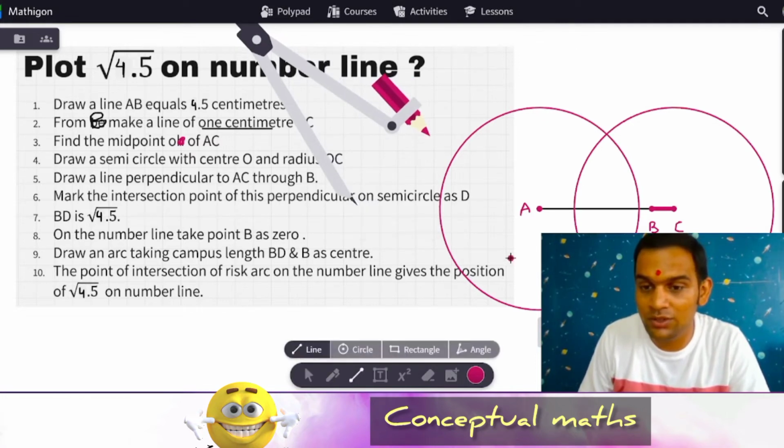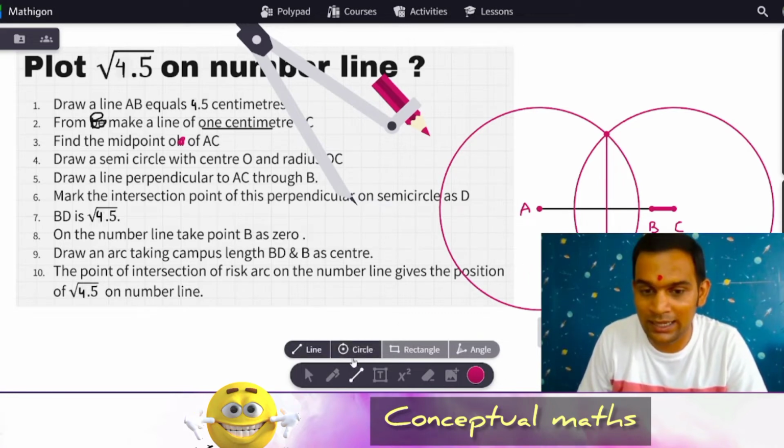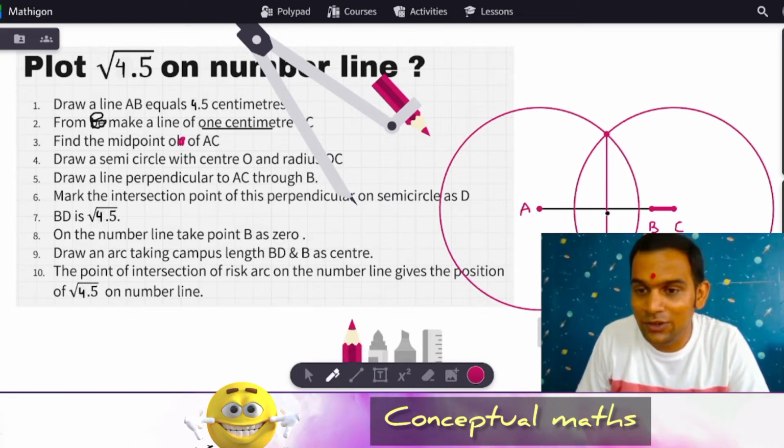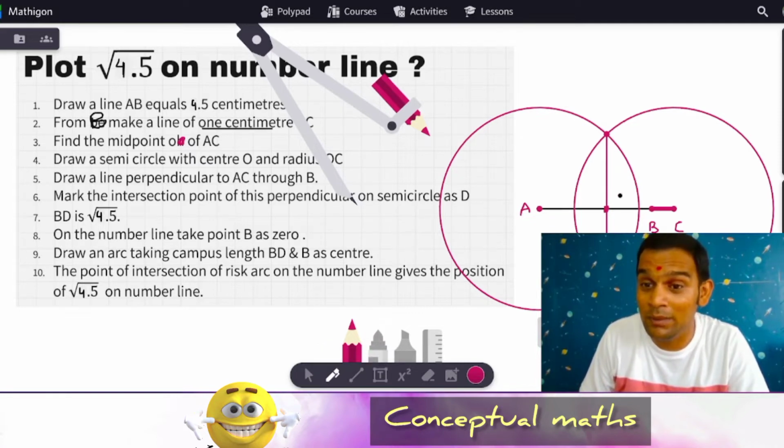As you can see, both the circles are meeting at a point. We will connect this point with a straight line, and then the straight line meets AC at this position, right? So this will be called O. Okay. Now, what is O? O is the midpoint of AC. Now, you might be thinking, how can I be so sure? So let's try to verify.